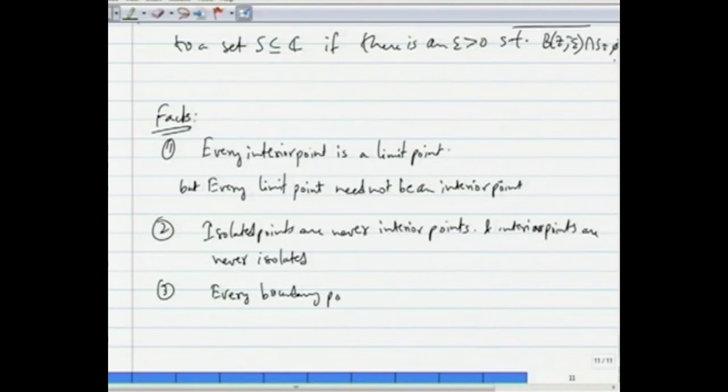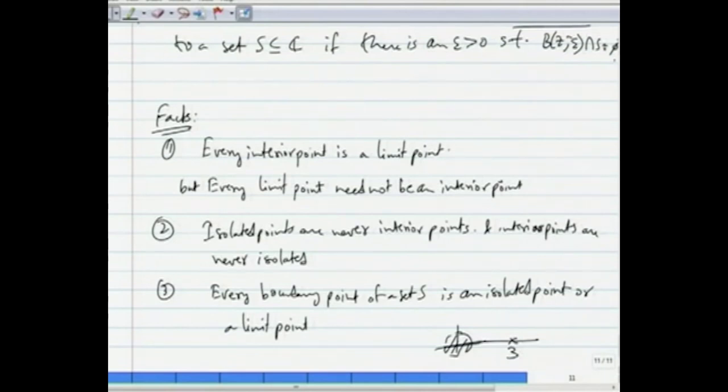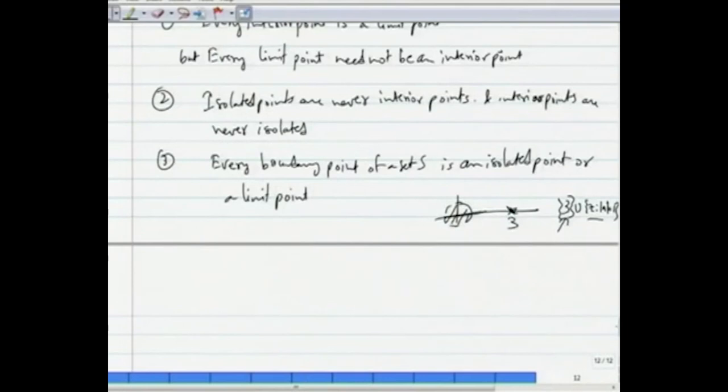So, show this fact: every boundary point of a set S is either an isolated point or a limit point. For example, if you take the open unit disk union some point, let us say 3, then 3 is a boundary point. The boundary of this set is going to be 3 union the set of all z such that mod z is equal to 1. So the boundary here is 3 and then the unit circle. The boundary can have isolated points, and every point with mod z equal to 1 is a limit point of this set S. So boundary points are either isolated points or limit points.